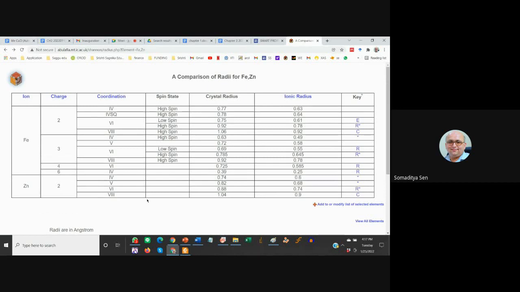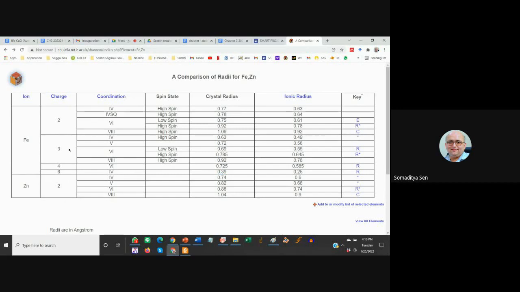Suppose you dope iron in zinc. Now, as I said, the zinc in the zinc oxide structure is 4 coordinated, that is, it is connected to 4 oxygens. So the crystal radius, that is the radius of the zinc ion inside a solid form, is 0.74 angstrom. Now, when this is so, I have to see what iron can be very well matched.